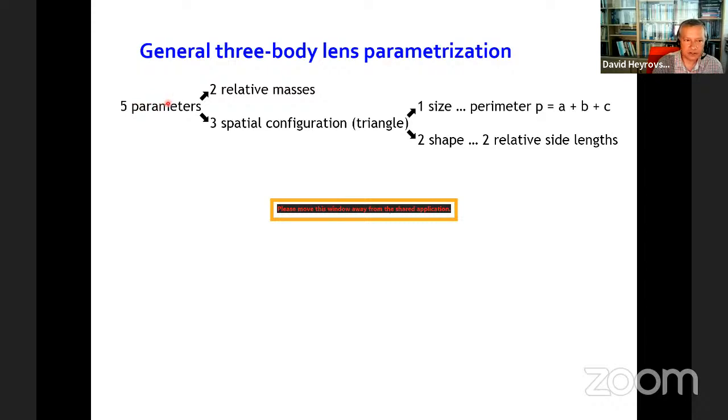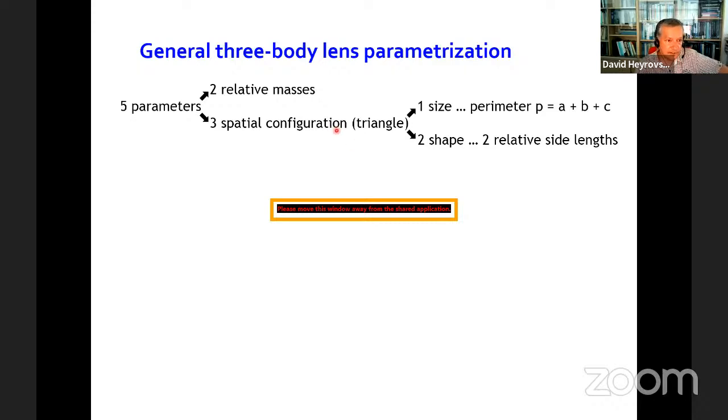To define the geometry of a static triple lens, you have 5 parameters compared to the 2 parameters of the 2-point mass lens. 2 of these are relative masses. The third relative mass is 1 minus the sum of these 2. And then there are 3 parameters which describe the spatial configuration, and the spatial configuration really, again, is a projected triangle.